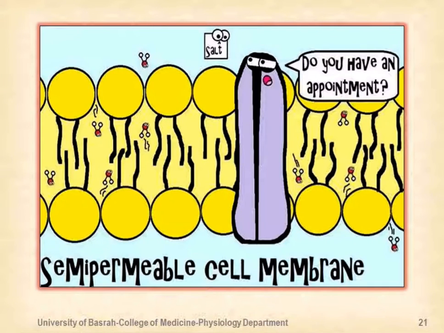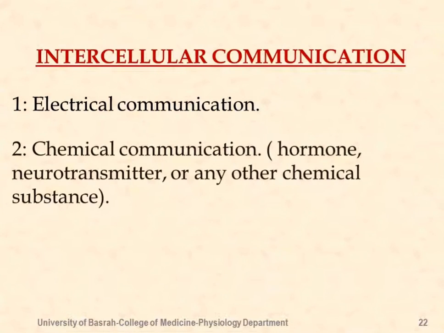This is a picture that gives us the idea about the content of the cell membrane and their distributions. Now, the intercellular communications, we have two types of communication. We have ما يسمى بالelectrical communications, another name سميه gap junctions, and the chemical communications يعني بواسطة الهرمونز, neurotransmitters or other chemical substances.